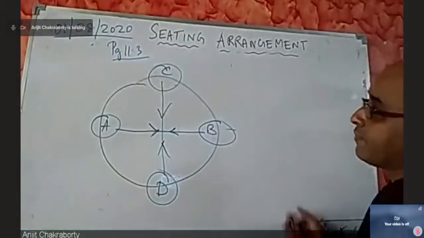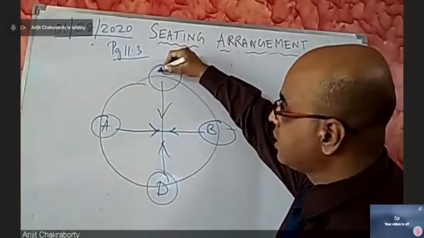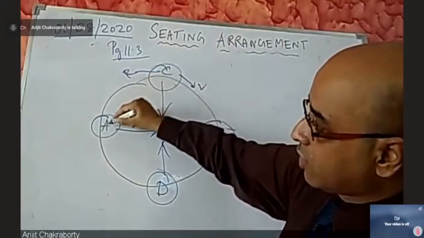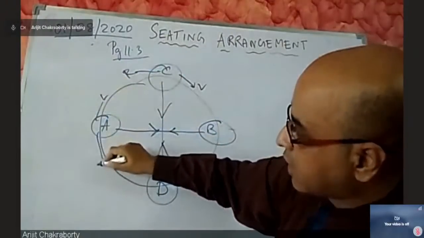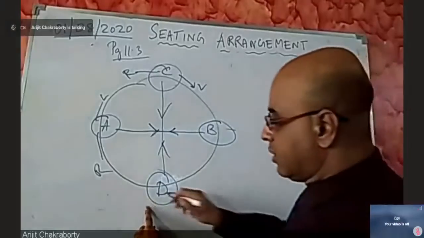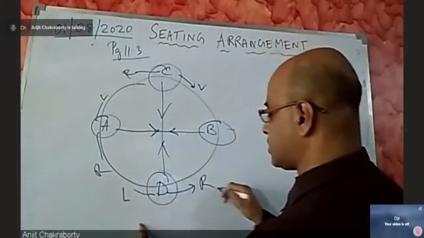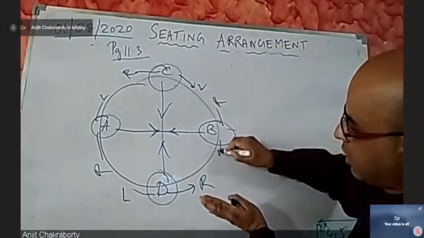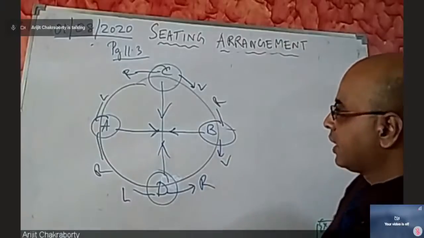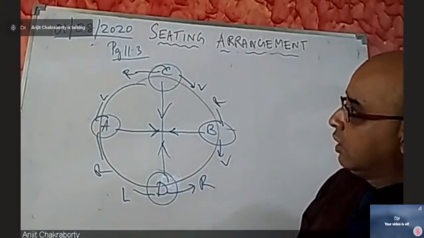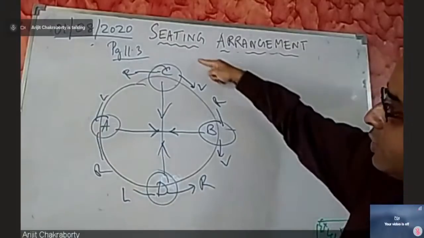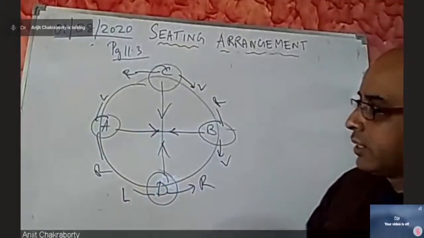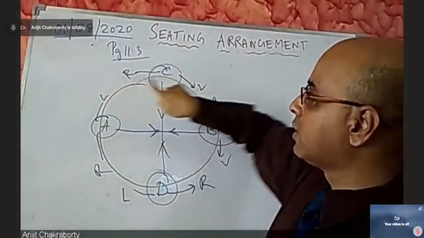Now the question is, for C, his left side is this and his right side is this. For A, left side is this, right side is this. For D, left side is this, right side is this. And for B, who is seated here, his right side is this side, left side is this side. So you can see all right hand side is this way. If you move in this direction, it is the right hand side, and left side is this side.